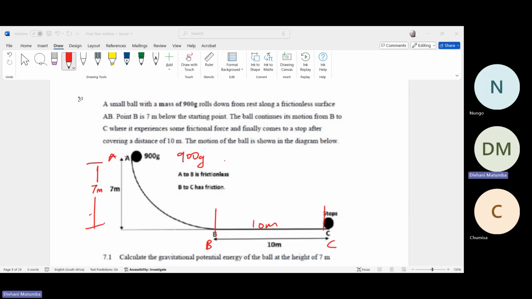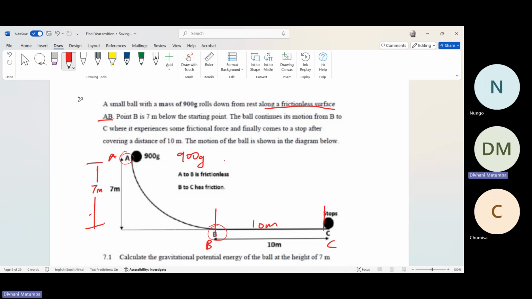Okay, from A to B, mechanical energy was conserved. Why do I say so? Because the object rolled down along the frictionless surface. The frictionless surface is only between point A and B. So where the surface is frictionless, mechanical energy is conserved because energy is not lost due to friction between those 2 points. Are we all together?